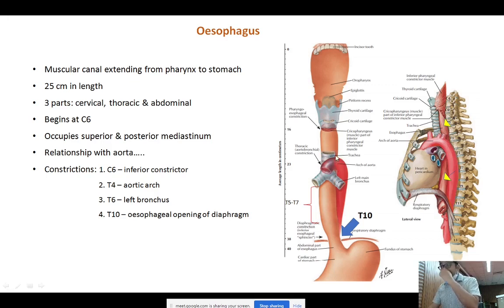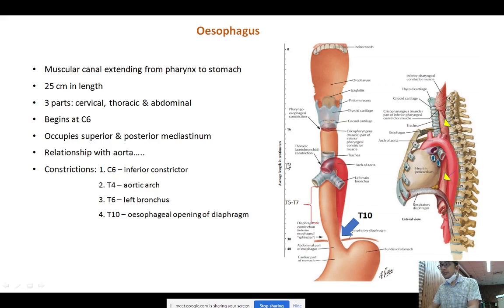There are some constrictions of the esophagus: 1, 2, 3, 4, four constrictions. The first one is here. How many centimeters? 16 centimeters from the incisor tooth, at the part where there is the inferior constrictor. At the pharyngoesophageal junction, where it starts, there is a constriction because of the inferior constrictor muscle. How many centimeters? 16 centimeters.